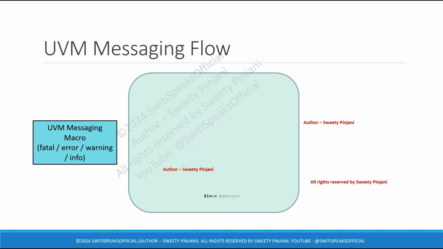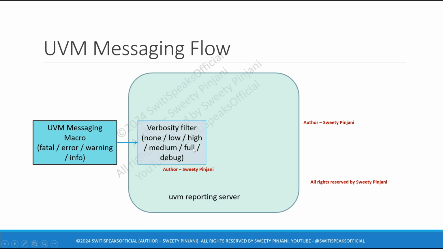Inside UVM, you have a UVM reporting server. All these macros will go to this UVM reporting server because these are the messaging macros. That is why they have to go to the UVM reporting server. Inside the UVM reporting server, these messages can be filtered out depending on the verbosity filter. Whatever verbosity filter you have set: none, low, high, medium, full, debug.